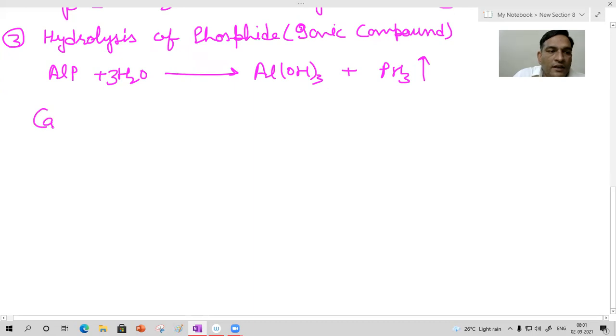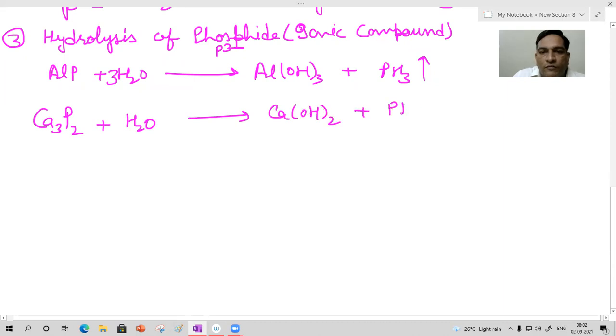One more example, calcium phosphide, Ca3P2. What is phosphide, my dear? P3 minus. React with water, giving calcium hydroxide plus phosphine gas. How many calcium? 3. How many phosphorus? 2. How many hydrogen? 6 and 6, 12 hydrogen. So we are adding the 6.